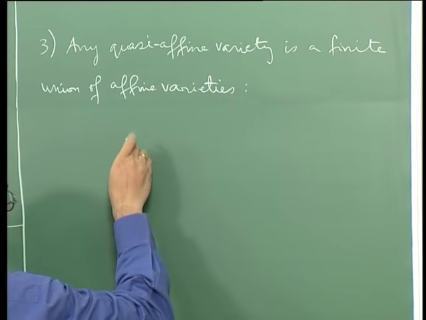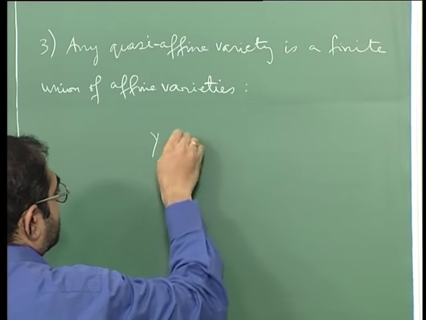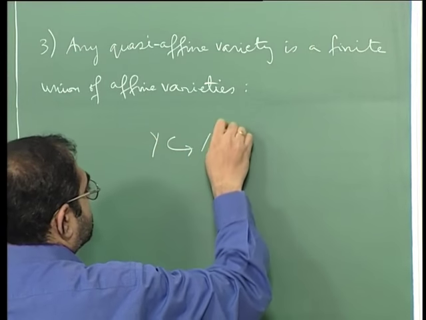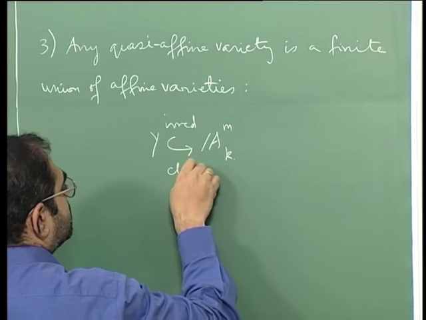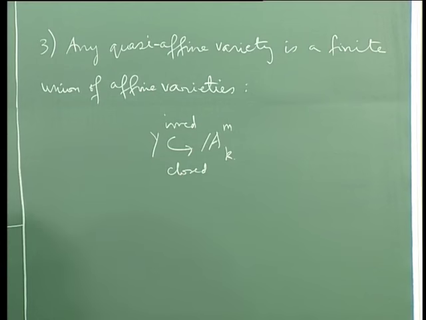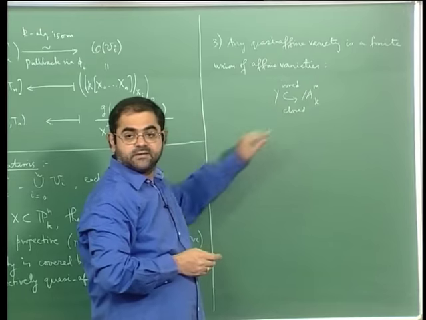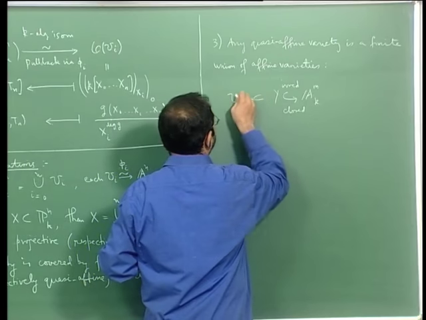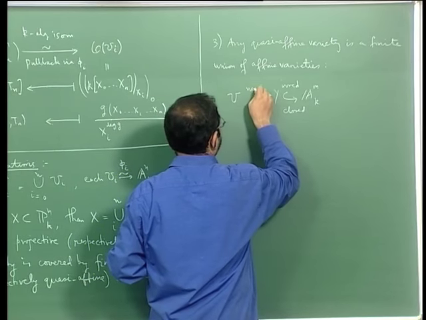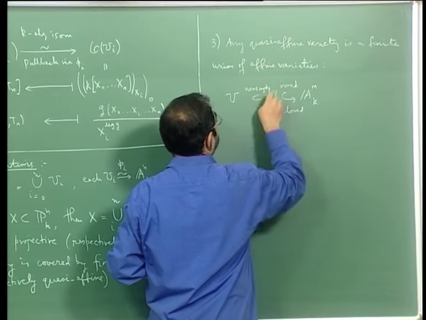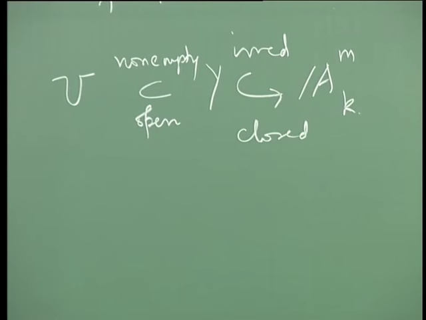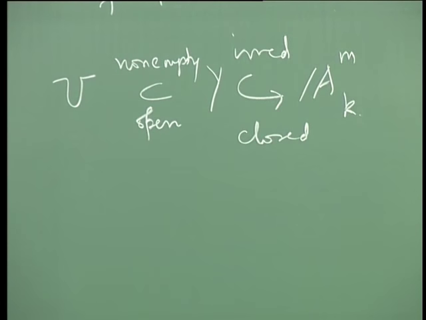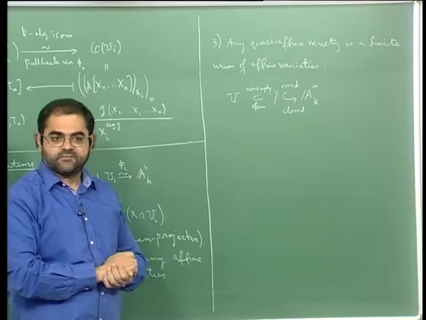Why is this so? Because you see, you take Y inside some Am, this is irreducible closed, which means that Y is a closed subvariety of affine space, so Y is an affine variety. And then in that you take a U, non-empty open, then this U will be a quasi-affine variety. By definition, a quasi-affine variety is a non-empty open subset of an affine variety.